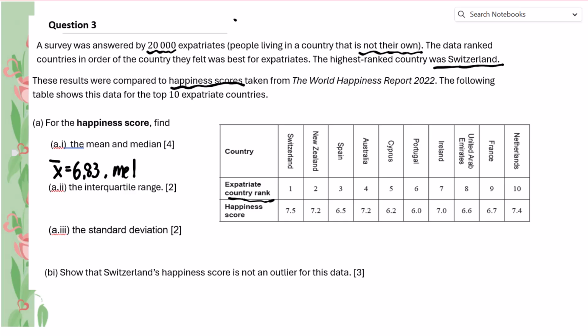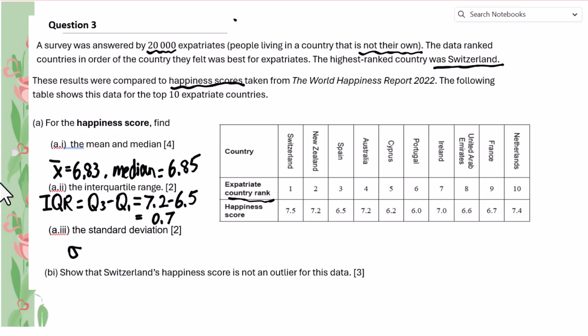Median equals 6.85. The interquartile range IQR equals Q3 minus Q1, which is 7.2 minus 6.5 equals 0.7. The standard deviation sigma equals 0.484.